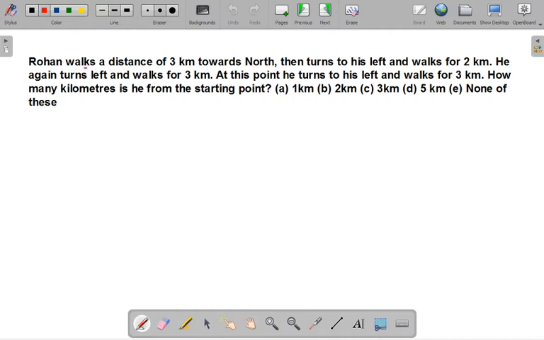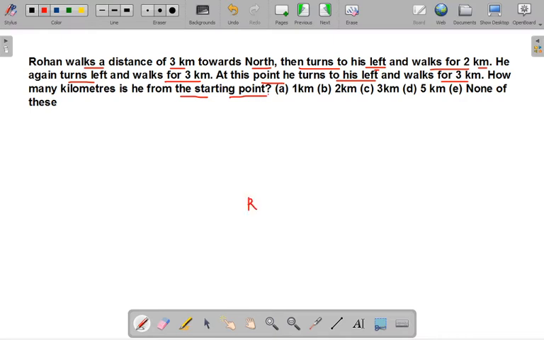Rohan walks a distance of 3 kilometers towards north, then turns to his left and walks for 2 kilometers. He again turns left and walks for 3 kilometers. At this point, he turns to his left and walks for 3 kilometers. How many kilometers is he from the starting point?